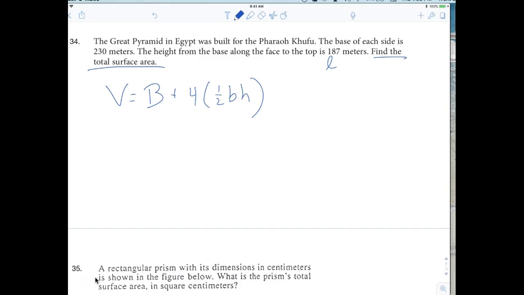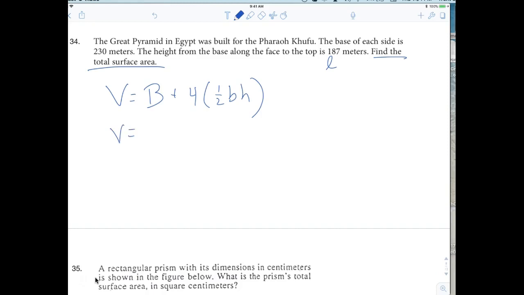Because there are 4 sides, which are all the same triangle. That's why it's 1/2 base times height. And the base is a square, so that shouldn't be a big deal. You could put just side squared if you wanted to, or length times width. Yes, that's what we're going to do.